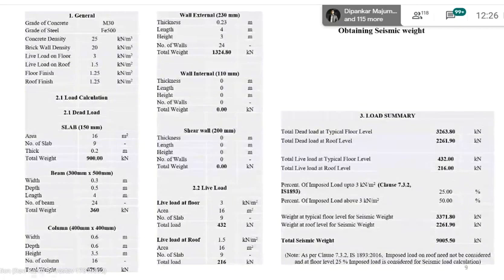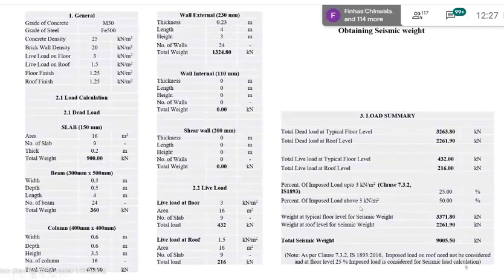Now based on that, the code has given a clause for obtaining the seismic weight, depending on the live load. Now how to obtain the live load? I already told you a few moments ago that live load can be obtained by using IS 875 part 2. For various categories of building, you will be able to know what live load we need to apply. So let's consider I have applied some live load as 3 kilonewton per meter square for our conventional building.